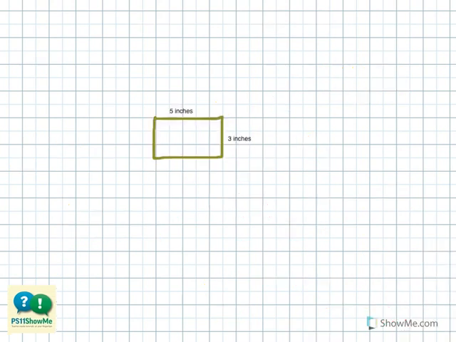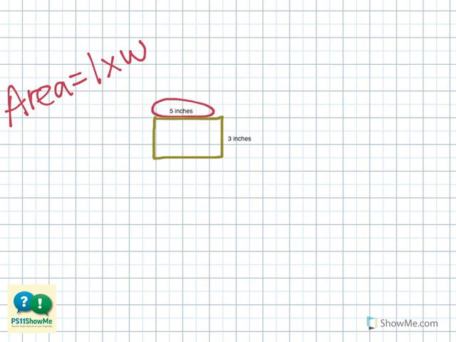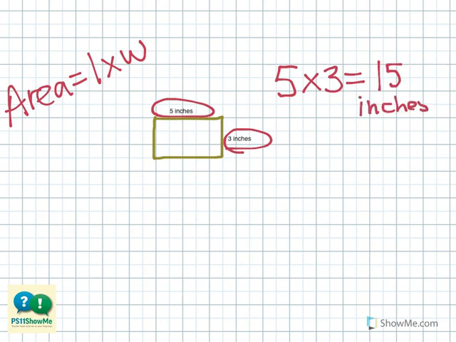Another way we can find the area of a rectangle is to use the formula for area, which is length times width. So area is equal to length times width. Looking at this rectangle, I see that the length is 5 inches, and I see that the width is 3 inches. So I would multiply the length of 5 inches times the width of 3 inches, and I would get 15 inches squared, or 15 square inches.